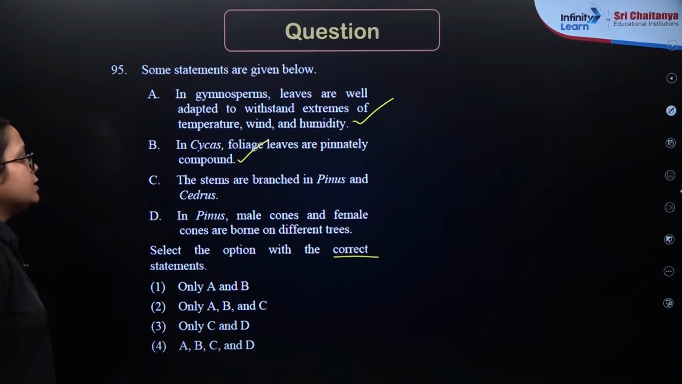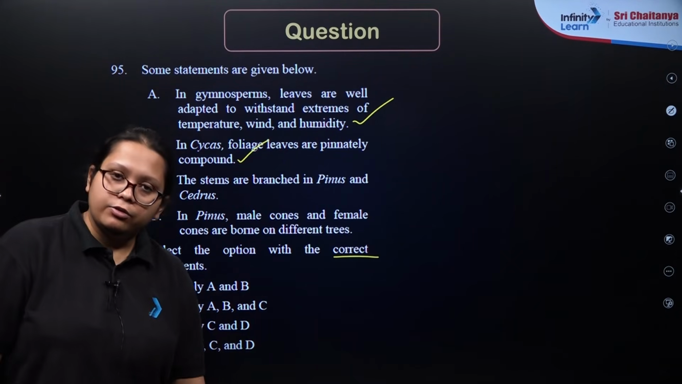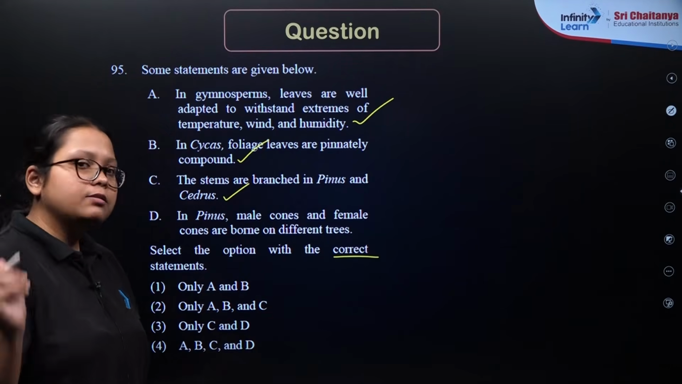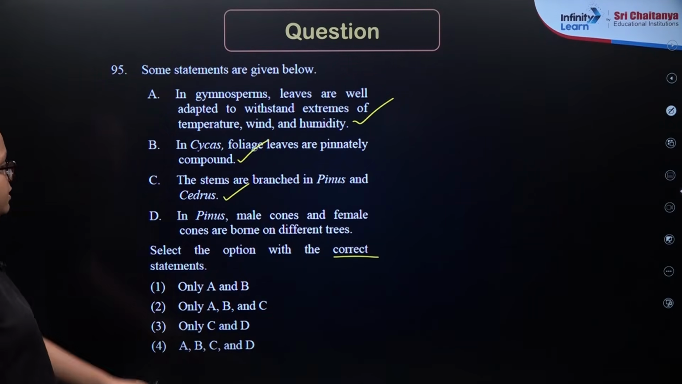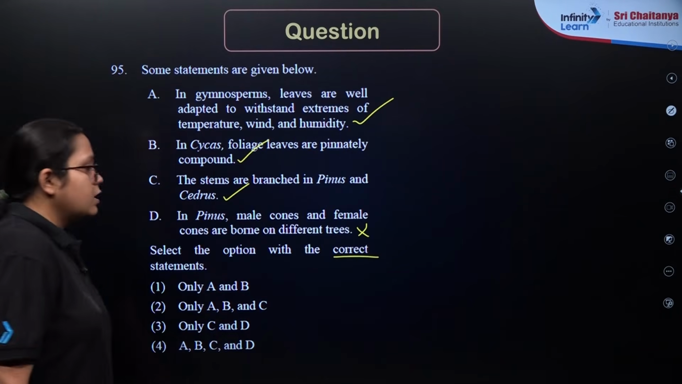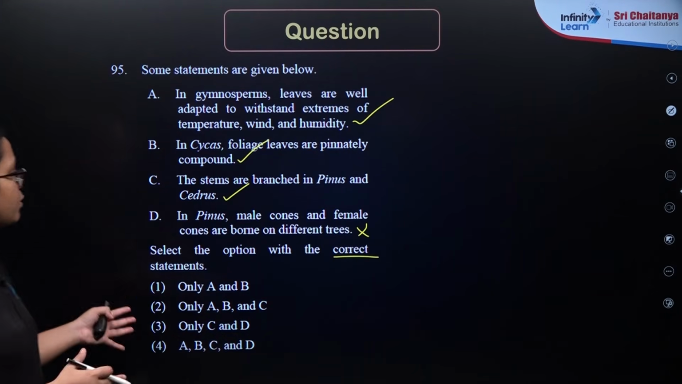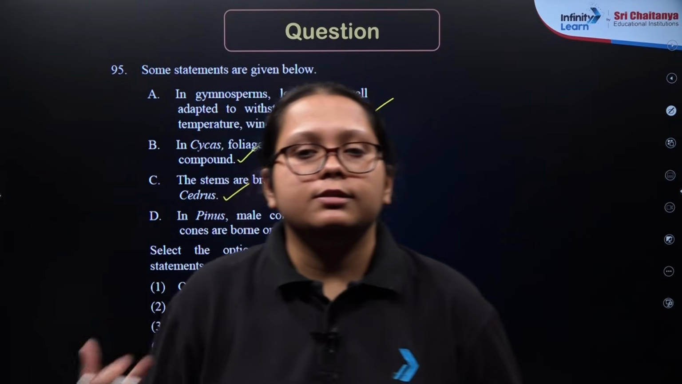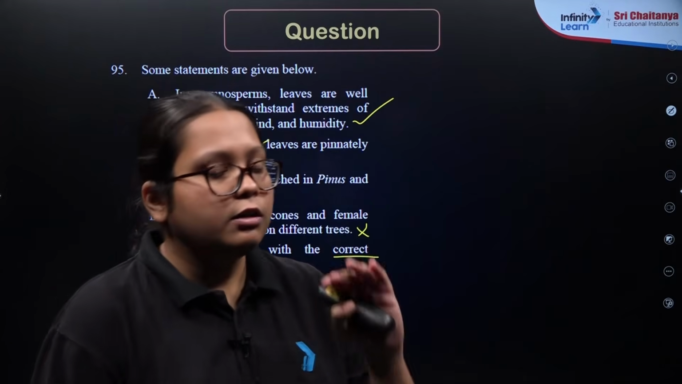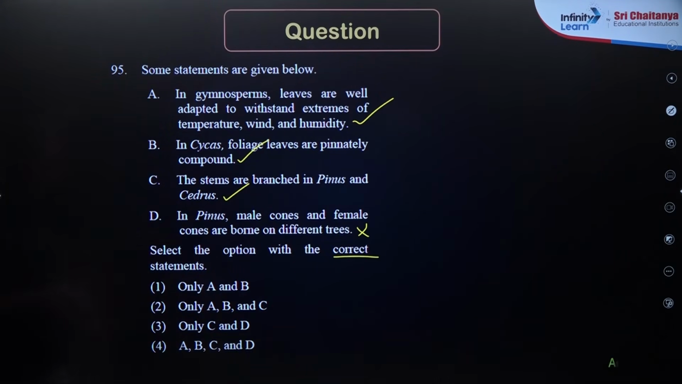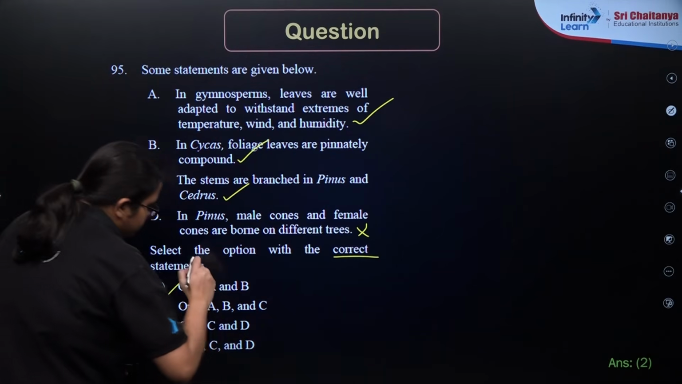The third one, stems are branched in Pinus and Cedrus. Yes, the stems are branched in Pinus and Cedrus, unbranched in cycas. The last one, in Pinus, male cones and female cones are borne on different trees. No, they are borne on the same tree. Pinus is a monoecious plant. Both male cones and female cones are on the same tree. Cycas is dioecious. In cycas, the male cone is on a separate plant, the female cone on a separate plant. So which of the following statements are correct? Only A, B and C, option number 2.